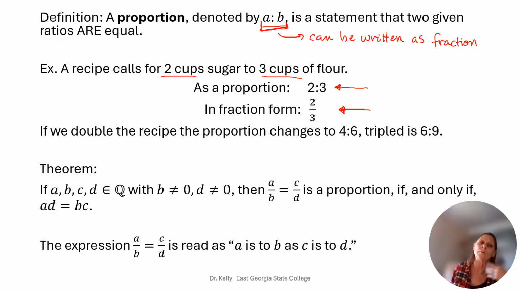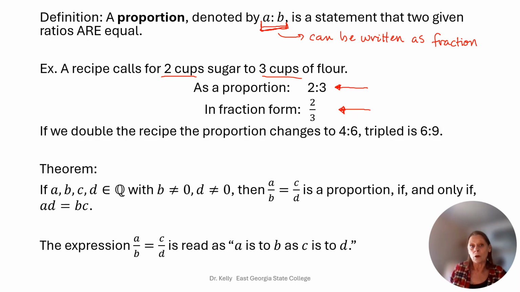Brings us to a theorem. This theorem says for A, B, C, and D, all elements of the rational numbers, where B is not equal to 0 and D is not equal to 0, then A over B equals C over D is defined as a proportion if and only if A times D is equal to B times C. We wouldn't really use this theorem very much unless we were trying to prove something. At this point, I'm just demonstrating that this is the theorem and there is equality here.